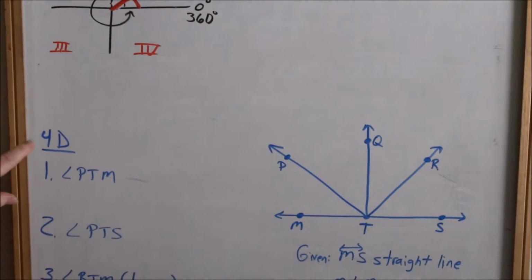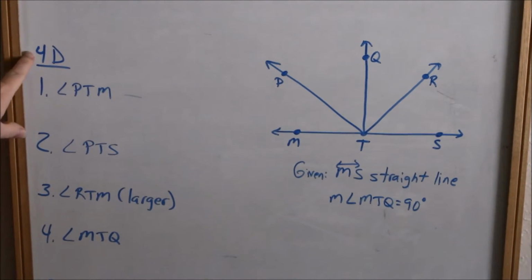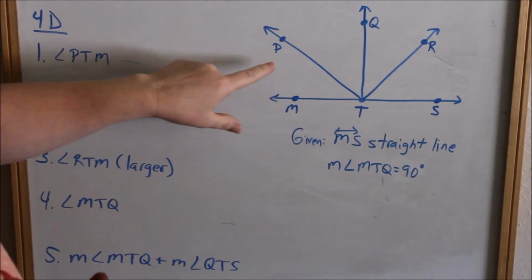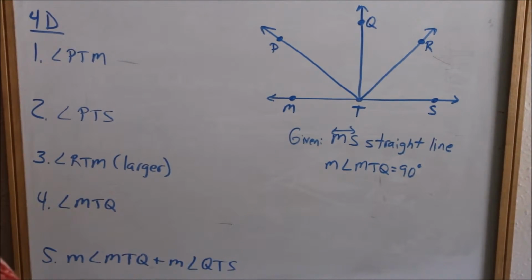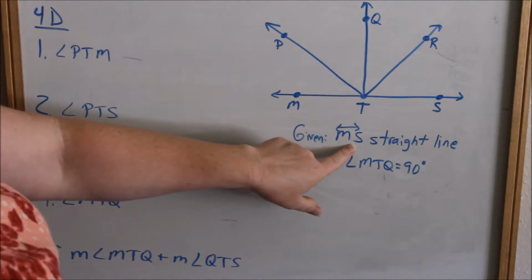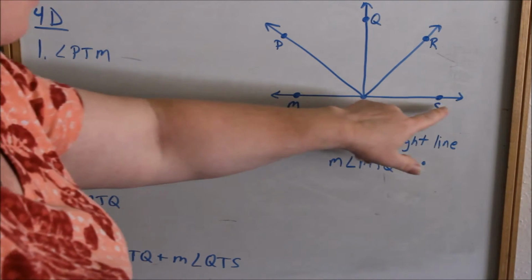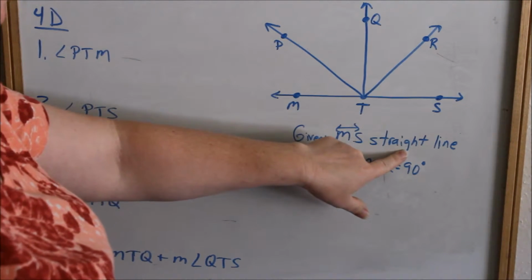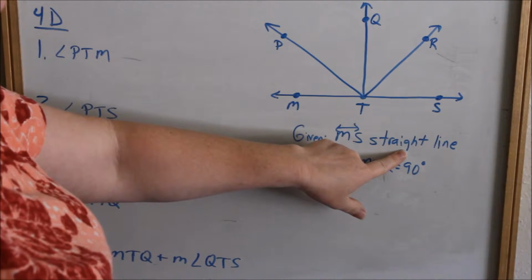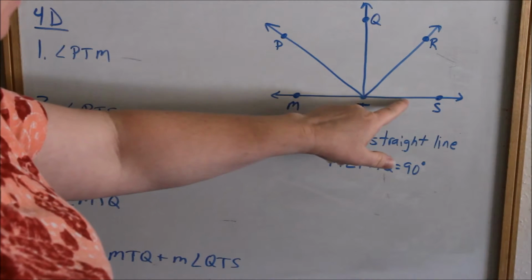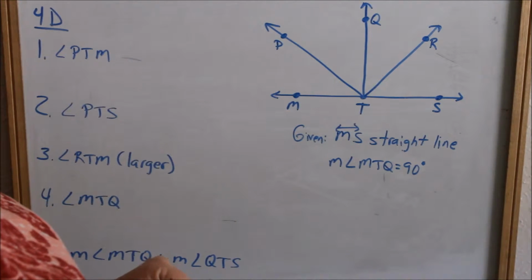Okay, so let's look at some of your problems here on page 40. And then we're looking at this figure. Remember, you always look at your givens. Okay, and in here, the given says that line MS is a straight line. So MS is a straight line. So what did we just say? That straight lines form a straight angle, and straight angles are 180 degrees. So we know all the way from S to M is 180 degrees.